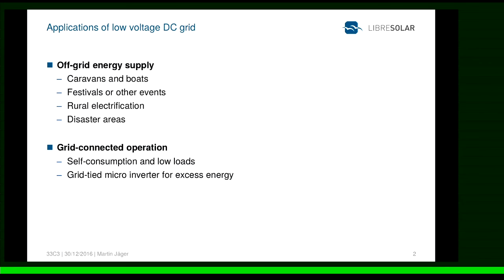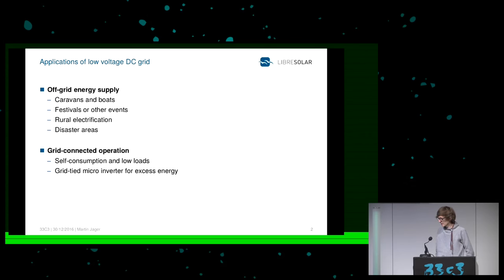The applications for the components are listed here. Either off-grid energy supplies, so if you're living in a caravan, you could use the system, or in a boat, or it could be used at festivals and other events. Or also for rural electrification, although until now the components are probably a bit too expensive. And also for disaster areas like floods and so on, to get a stable, easy-to-use energy supply.